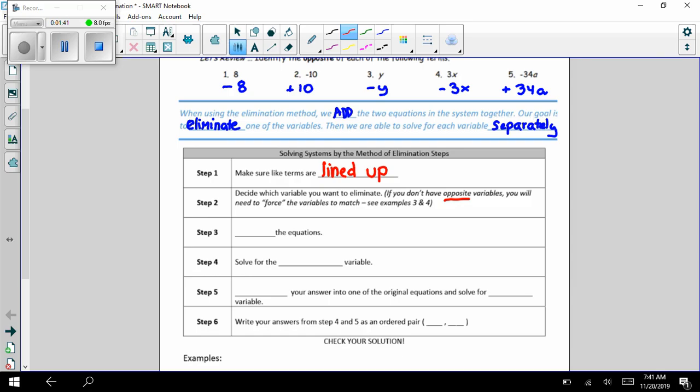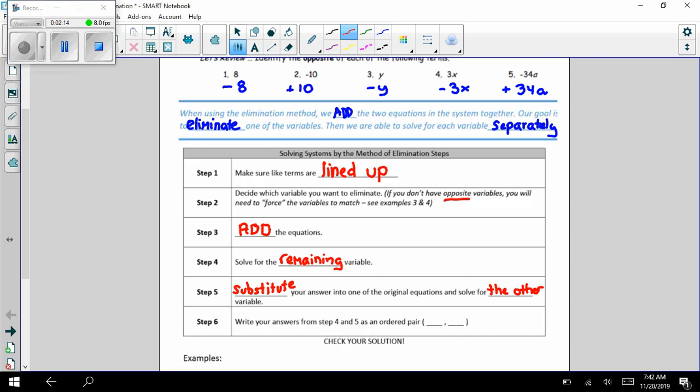Step 3, you're going to add the equations. Step 4, you're going to solve for the remaining variable. In step 5, you will substitute your answer into one of the original equations and solve for the other variable. And step 6, you'll write your answers from step 4 and 5 as an ordered pair.